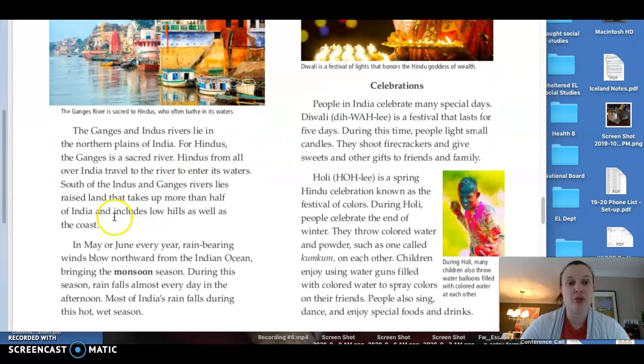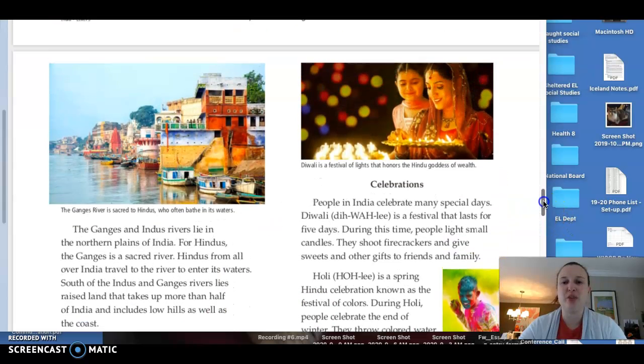Now we're going to learn about the monsoons. In May or June every year, rain-bearing winds blow northward from the Indian Ocean, bringing the monsoon season. During this season, rain falls almost every day in the afternoon. Most of India's rains fall during this hot, wet season. So in May and June, it's very rainy, and it helps the crops, but also it's really hot and wet. So if you're going to travel to India, most people do not travel there in May and June because it is very wet. Let's learn a little bit about the cultural celebrations.